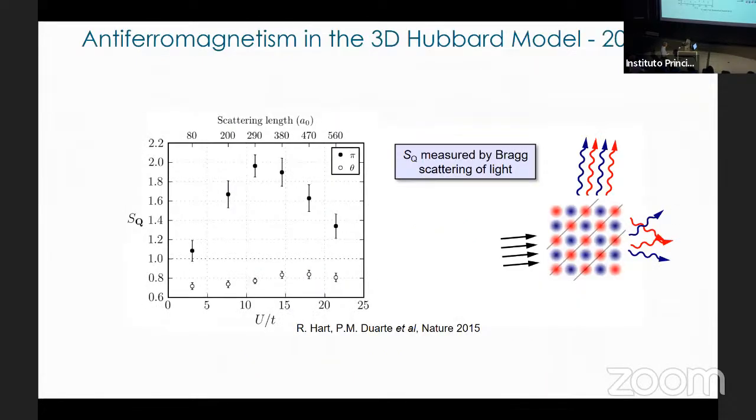Now, to show the antiferromagnetic order, we use Bragg scattering of light. This is really equivalent to what the solid state people do, where they scatter neutrons off of a lattice of polarized electrons or magnetic electrons to be able to see magnetic phases. So this is completely analogous to that, except we're not using neutrons or X-rays to scatter, but we're using optical light, visible light, in this case red.